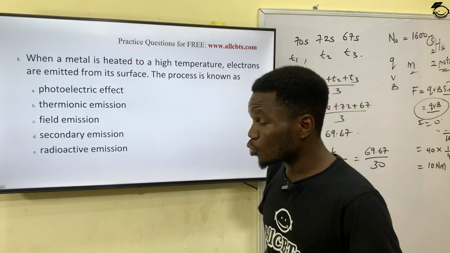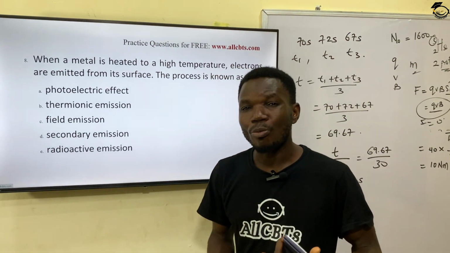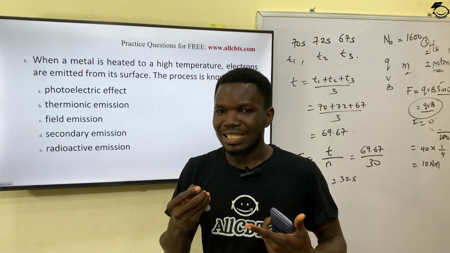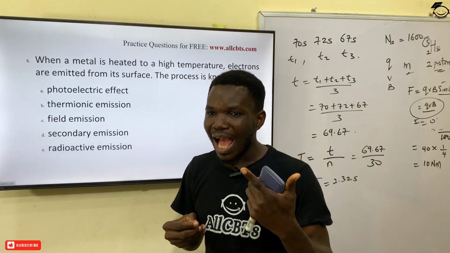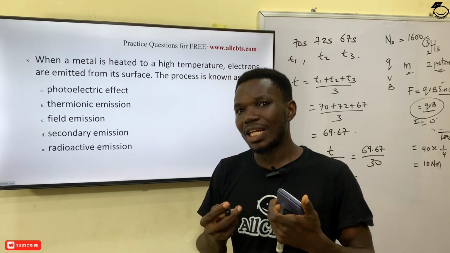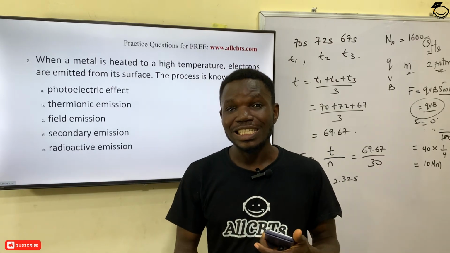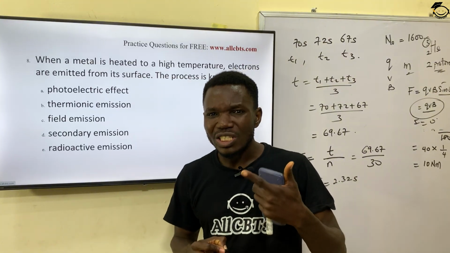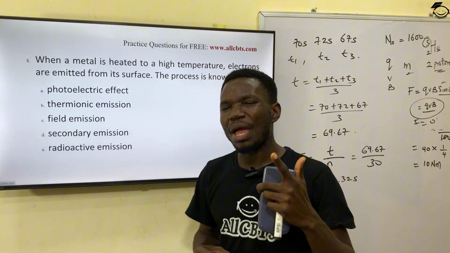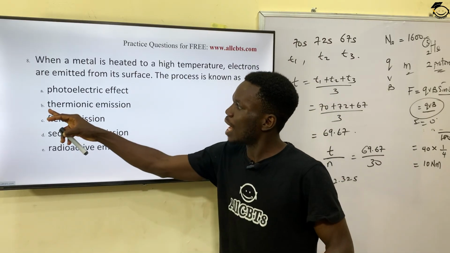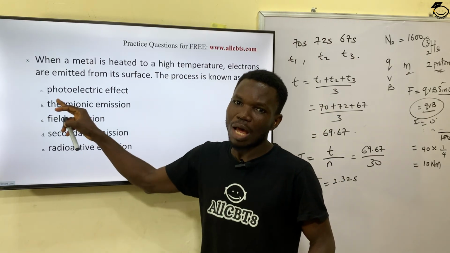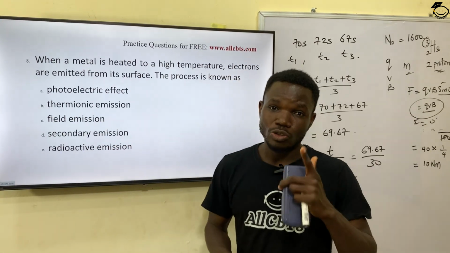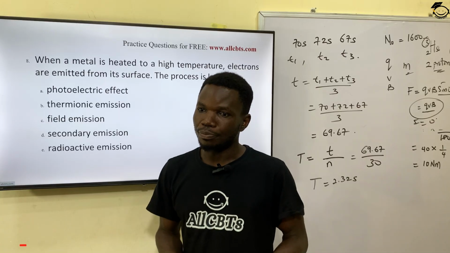Now, when we talk about photoelectric effect, this is a phenomenon where electrons are emitted by light. So when light is incident on a metal, electrons are emitted. It's called photoelectric effect because photons from that light is what causes that electron to be emitted. But when we talk about heat causing the emission of electrons, it is called thermionic emission. Therm here is what is used for heat, from the word thermal. So it is what? Thermionic emission. So the correct answer to this question is option B.